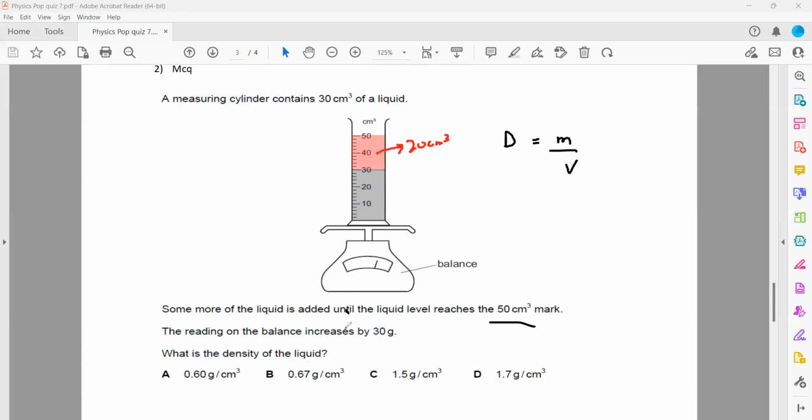Then the reading on the balance increased by 30. So the balance reading increased by 30 is the mass here. If we need the density, density is mass divided by volume, 30 divided by 20, which is equal to 1.5. So C will be the right answer. So what is the increase in volume and how much is the increase in mass? Increase in mass divided by increase in volume, we get the density.